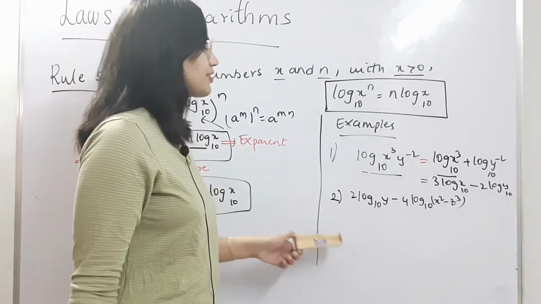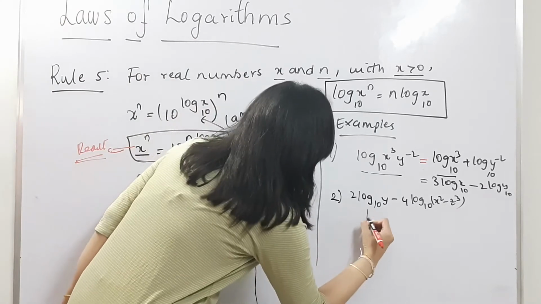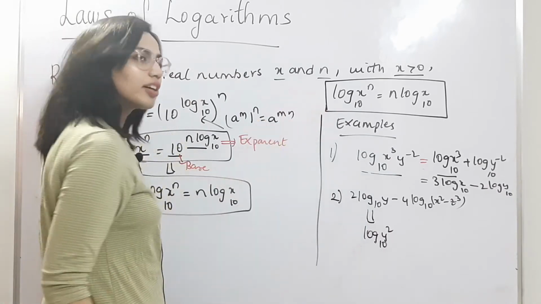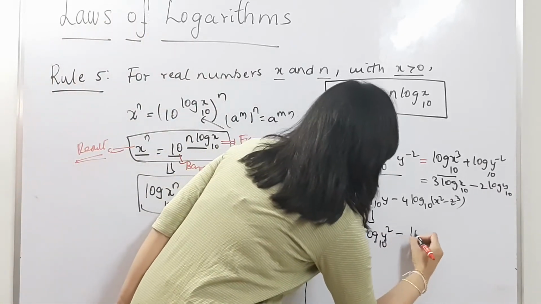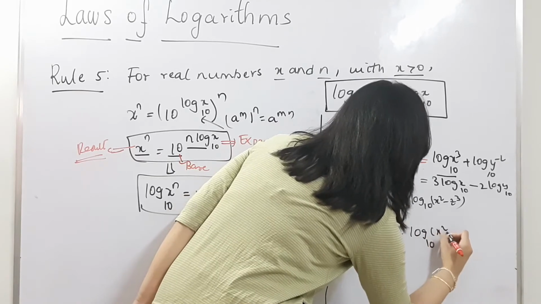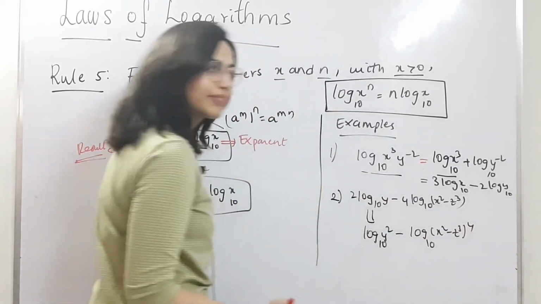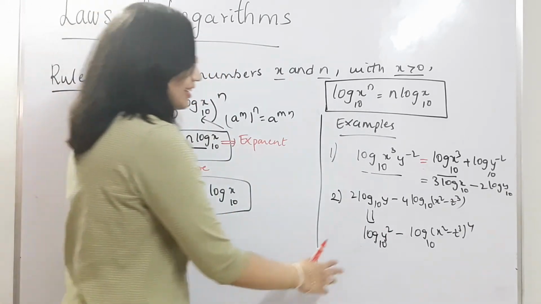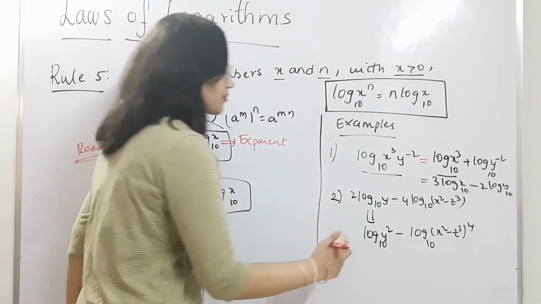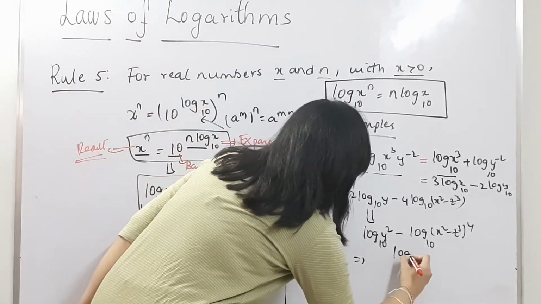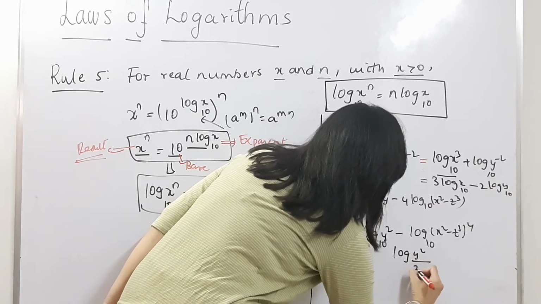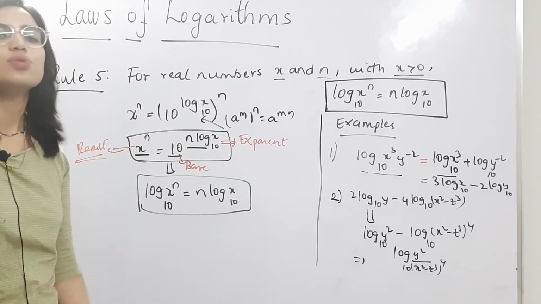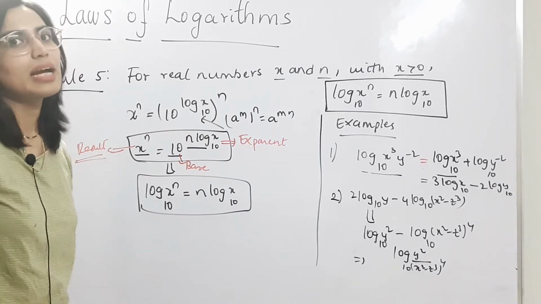Now let's try to simplify this. First we'll convert this into this using rule 5. And then the same thing, we'll do x squared minus z cubed whole to the power of 4. Right. And now using the division rule that we have seen, log x minus log y to the base 10 will be log x by y. So log y squared by x squared minus z cubed whole to the power of 4 to the base 10. So this is how you use the rules of logarithms in any application problems.